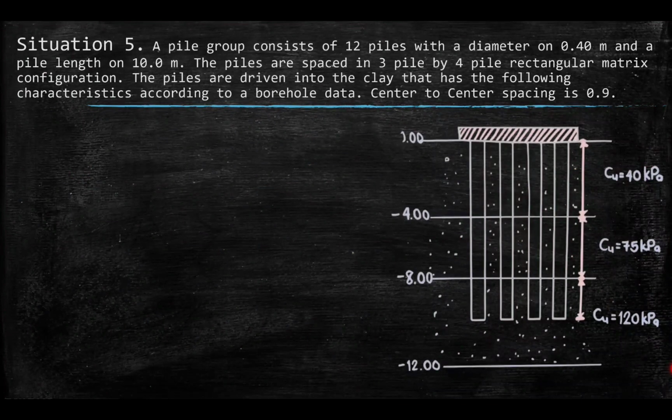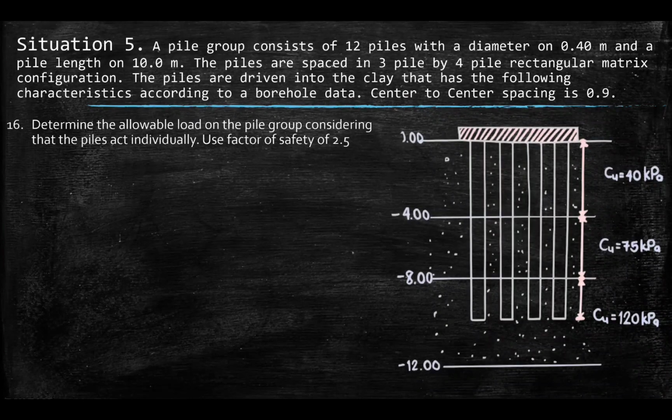Okay? Babasahin ko muna. A pile group consists of 12 piles with a diameter of 0.40 meters and a pile length of 10 meters. The piles are spaced in 3 pile by 4 pile rectangular matrix configuration. The piles are driven to the clay that has the following characteristics according to a borehole data. Center to center spacing is 0.9. Okay? So, ito yung figure na natin. Ito.